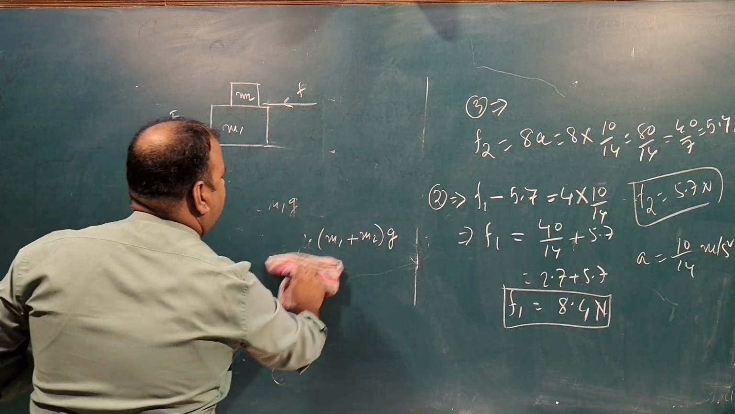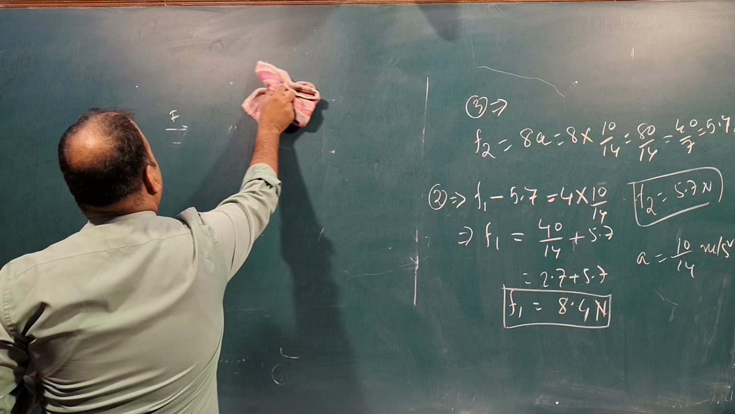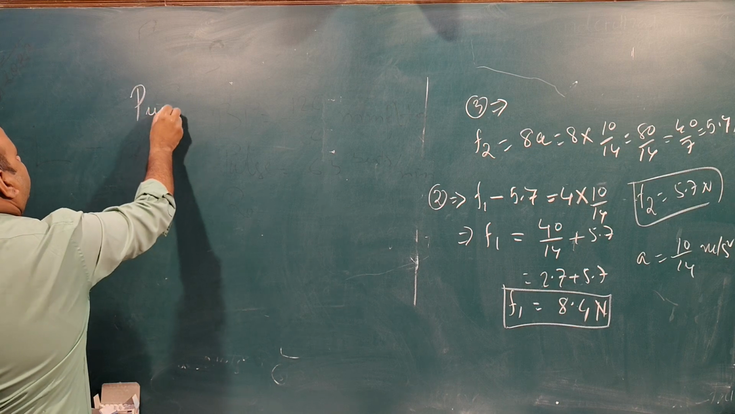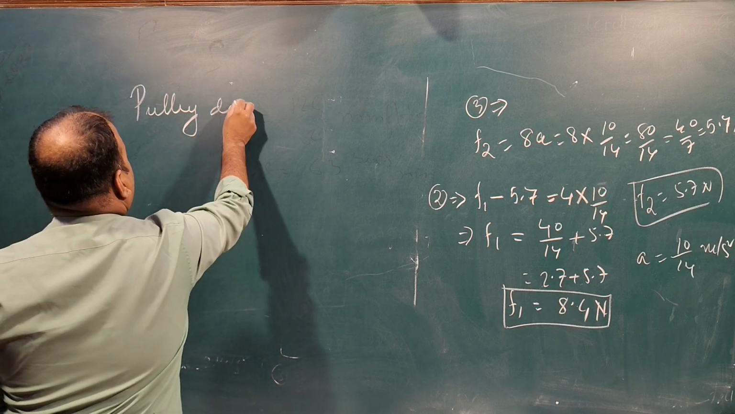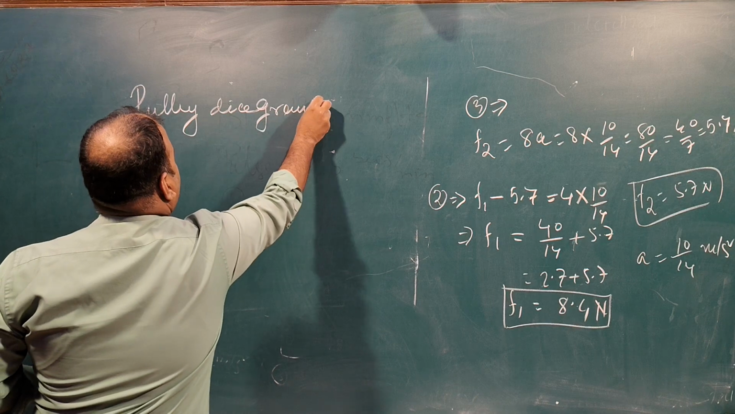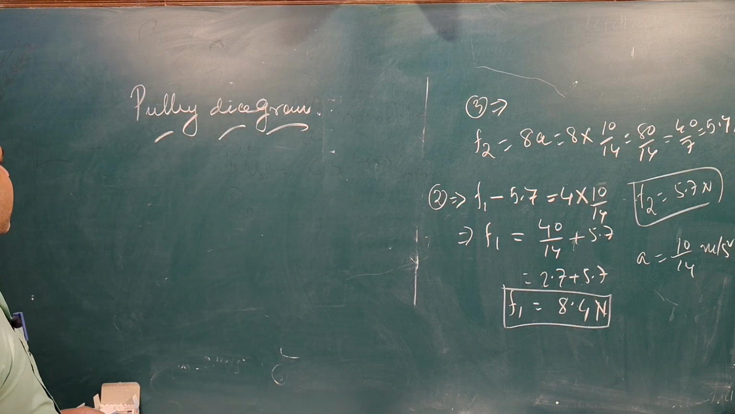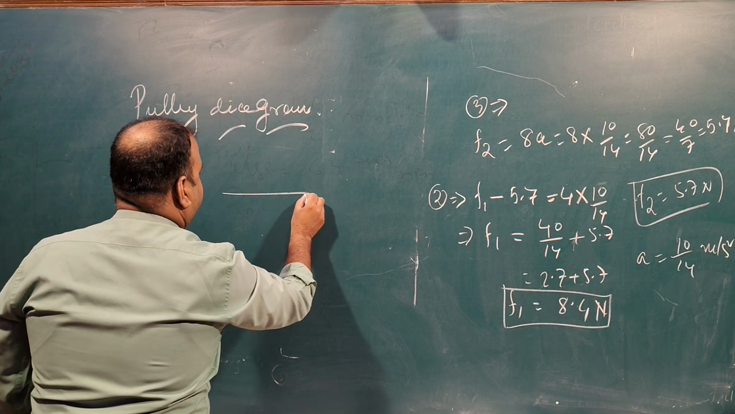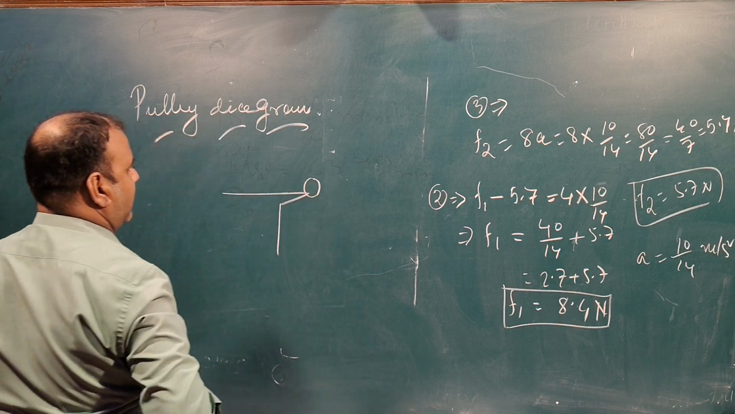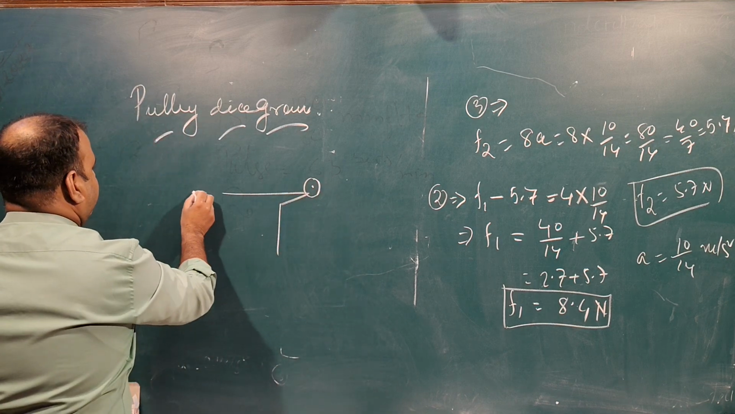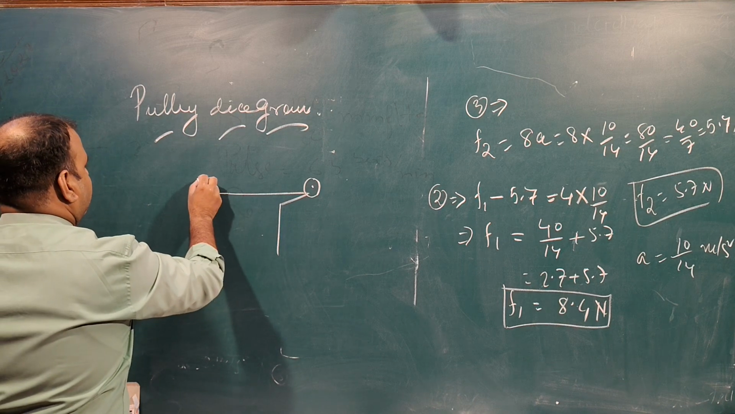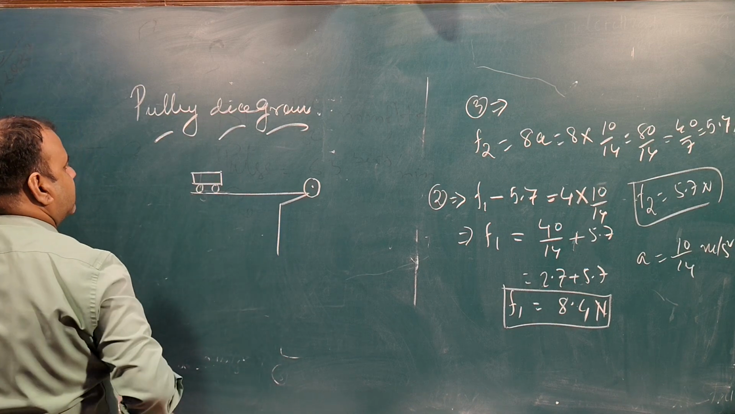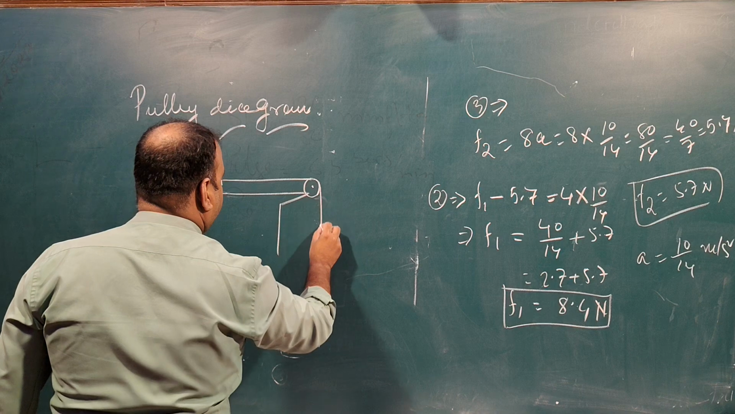Normally you always remember, suppose a pulley diagram. In case of a pulley diagram, you remember, suppose this is a kind of pulley, and an object is here, like this. So there is a tension, it will be in this way.